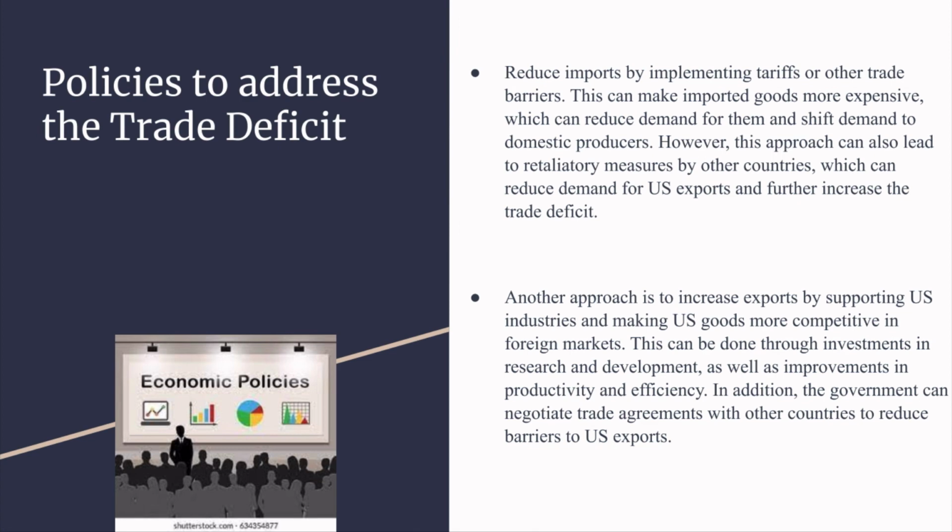Finally, the U.S. could increase exports to other countries by negotiating trade agreements and providing support to U.S. exporters. The administration is working with allies to address unfair trade practices, such as intellectual property theft and subsidies for foreign industries.